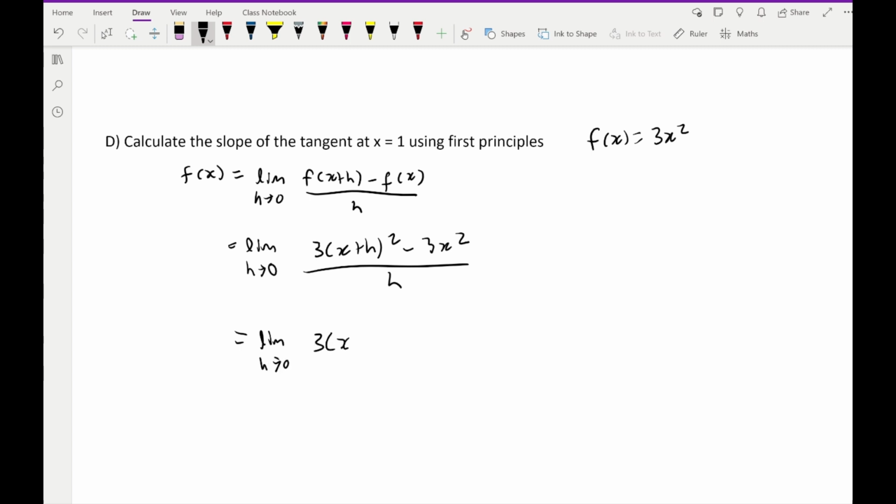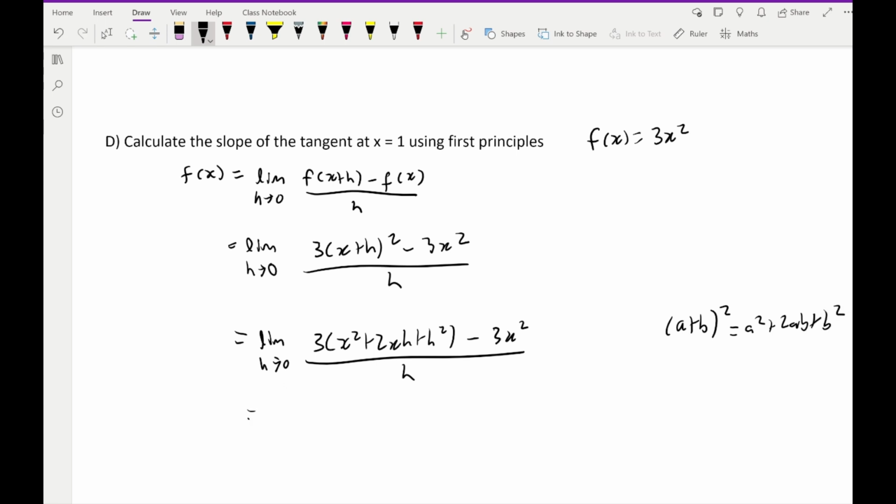So this becomes 3 times (x squared plus 2xh plus h squared) take 3x squared over h. Now that bit in the middle there is using our rule that we learned last year: (a plus b) squared is a squared plus 2ab plus b squared. All right, let's keep going. So now we're going to distributive law it out. 3x squared plus 6xh plus 3h squared, take 3x squared, all over h.